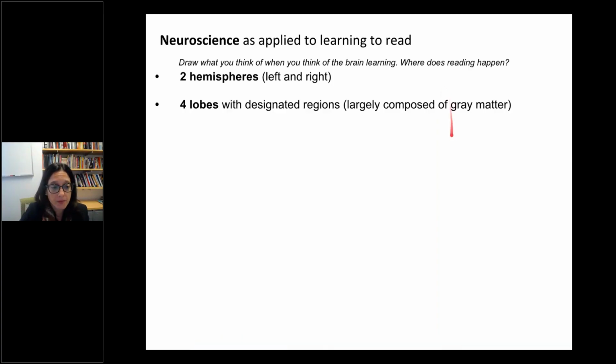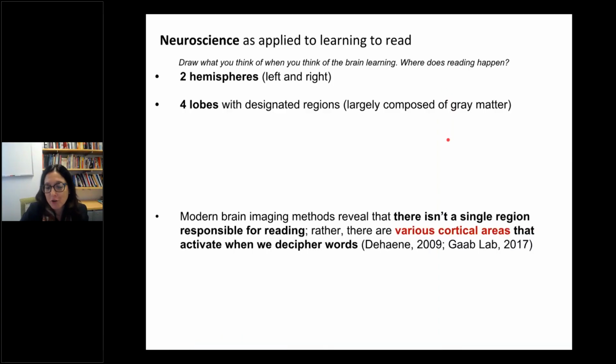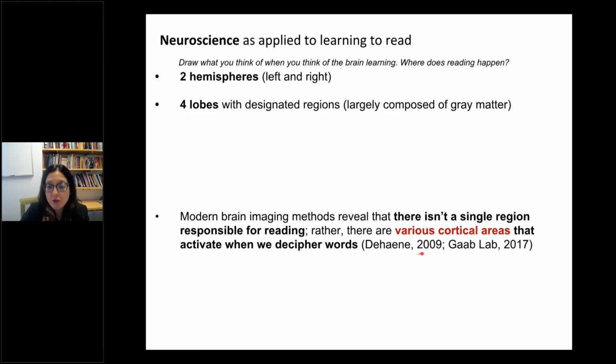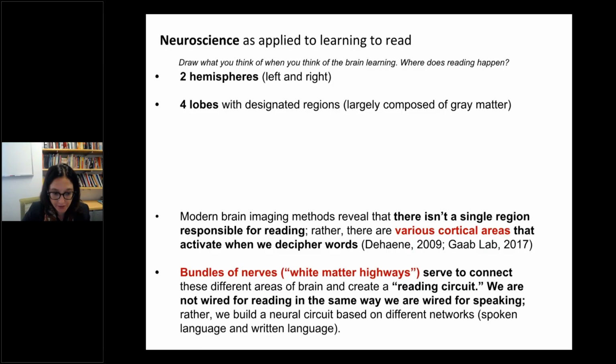And then we know from modern brain imaging methods that there isn't a single region responsible for reading. Rather, there are various cortical areas that activate when we decipher words. So it was a little bit of a trick question to draw, where does reading happen? Because it doesn't happen in one area. It's actually happening in a lot of different cortical areas.